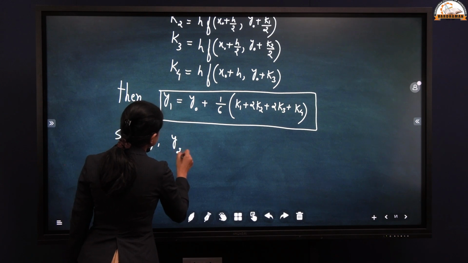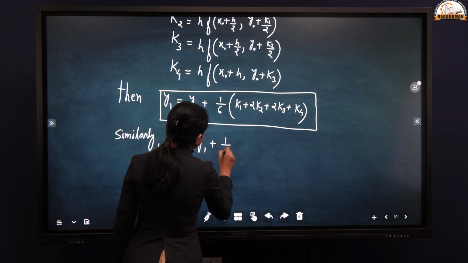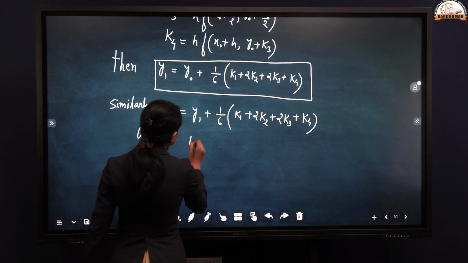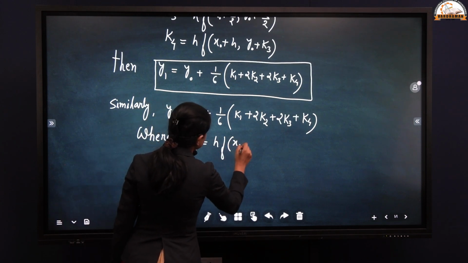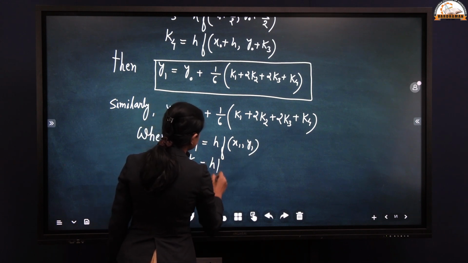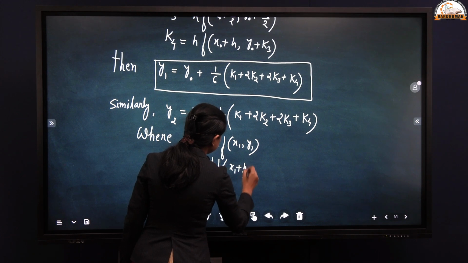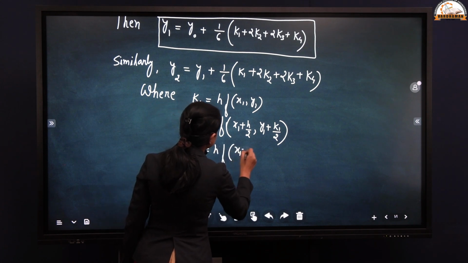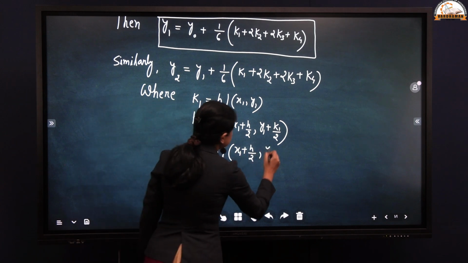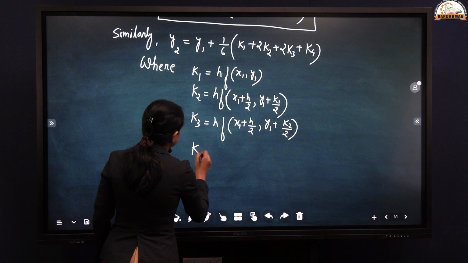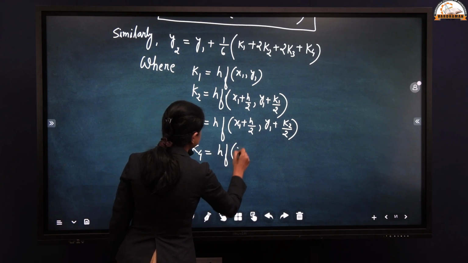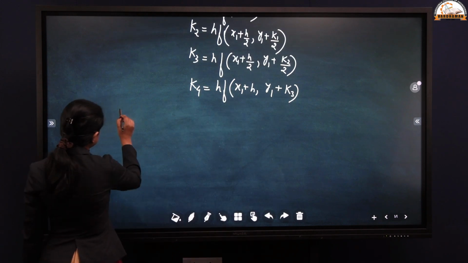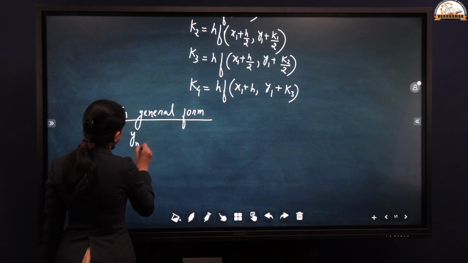Similarly, y2 is given as y1 plus 1 by 6 times (k1 plus 2k2 plus 2k3 plus k4), where k1 is equal to h into f of x1, y1, k2 is equal to h into f of x1 plus h by 2, y1 plus k1 by 2, k3 is equal to h into f of x1 plus h by 2, y1 plus k2 by 2, and the last one, k4, we will get as h into f of x1 plus h, y1 plus k3.